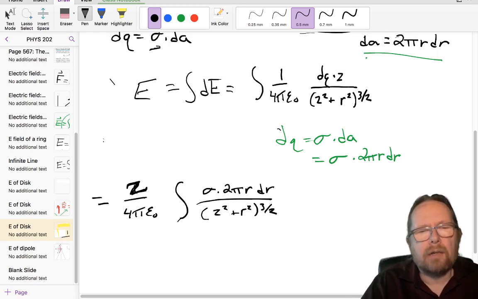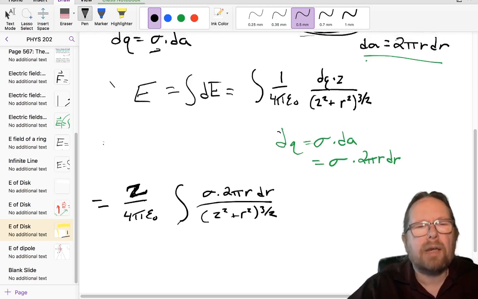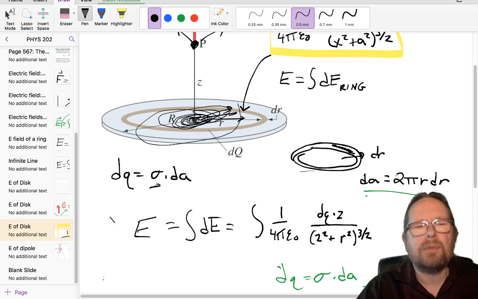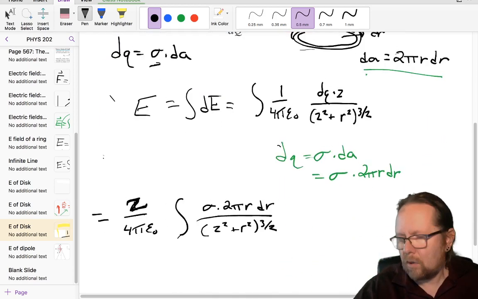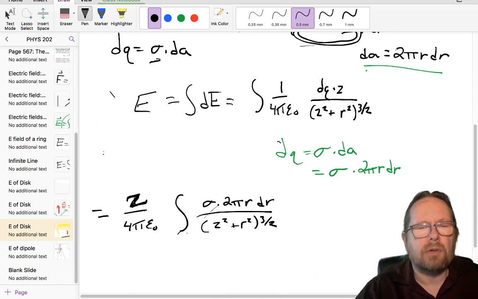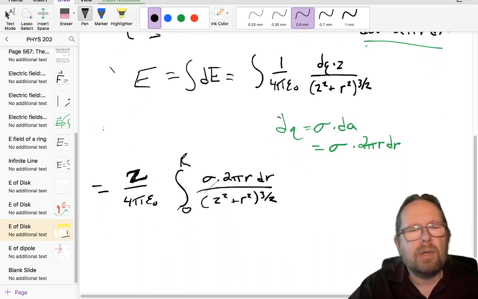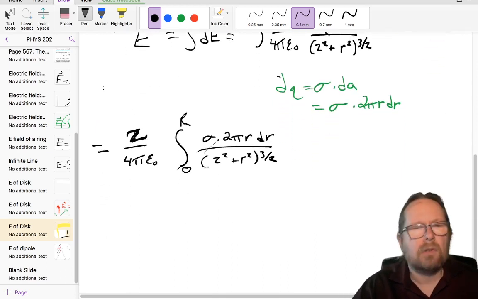And what's our integral now? We're integrating all of these rings from an infinitesimally small ring at the origin out to a ring that encompasses the entire disk. So the limits of integration on r are from r equals 0 to r equals the total radius of the whole disk.